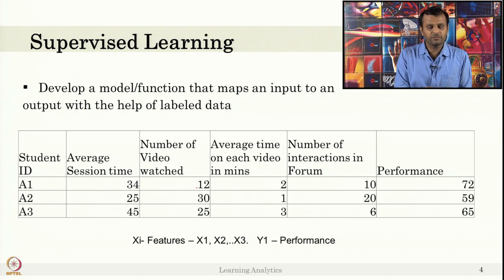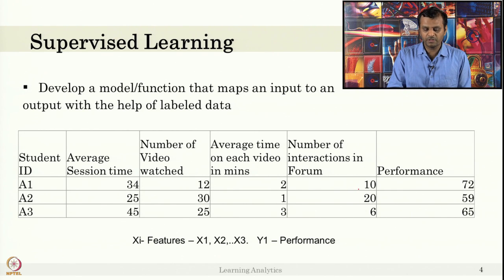And the number of videos the student watched overall, maybe 12 or 30 or 25. That's a number, the second feature. The other input we can have is the average time on each video in minutes. Like you watched 12 videos, but what is the average time spent on each video? Say 2 minutes. Some videos you might have watched more than 2 minutes, some less than 2 minutes, but that's an average you can compute.